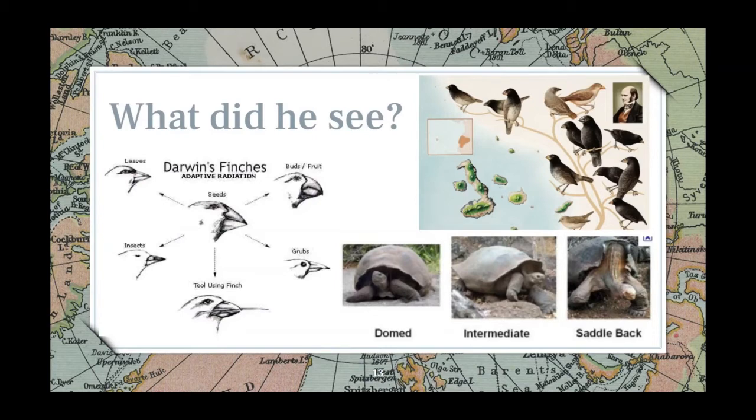He also found some tortoises that had some very interesting shells. As you can sort of see, there was a domed shelled one, an intermediate that was sort of in between the domed and the saddleback, and then the saddleback. And you probably are wondering, how in the world does the saddleback even work? But we'll talk about that later.